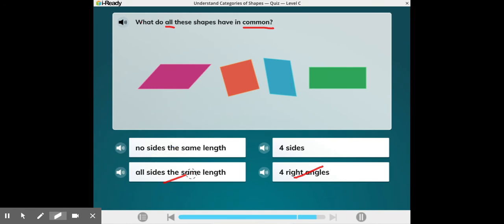If you don't take the time to go through each one of those and see if they fit all of those shapes, it's real easy to pick the wrong answer.